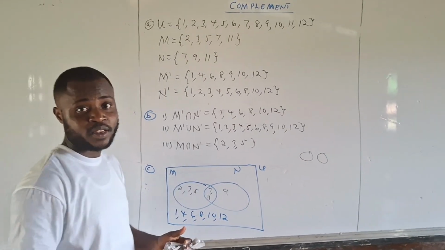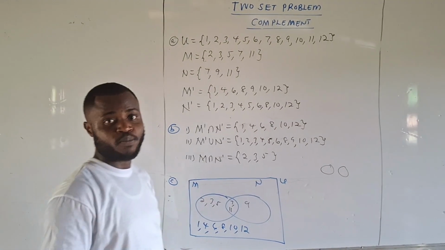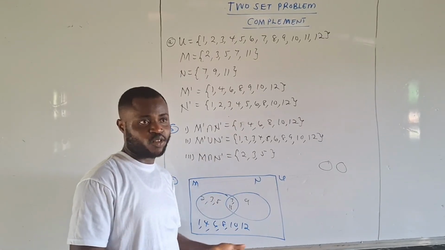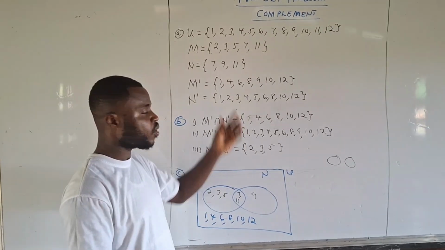So this is simply what is meant by complement of a set. Complement: compare the universal set to the set they are talking about. Then you list them out.